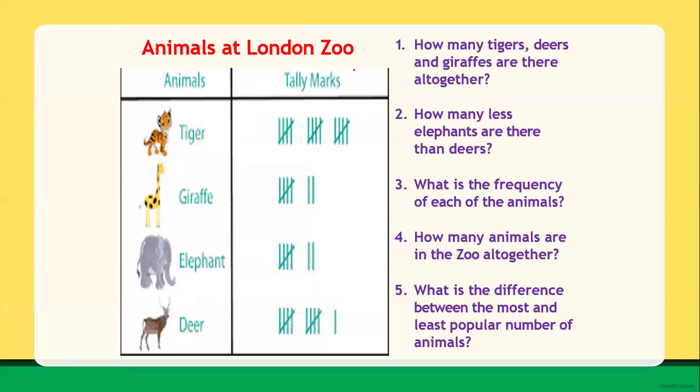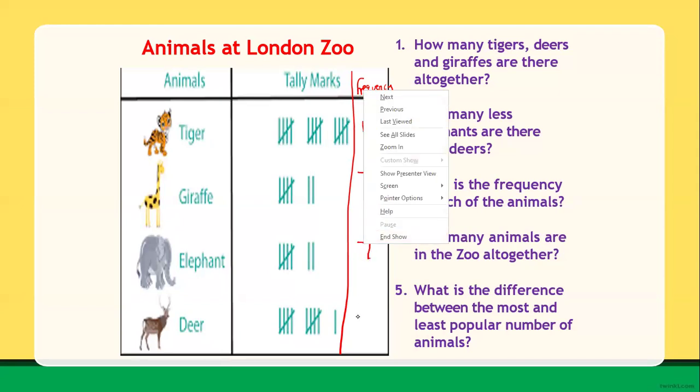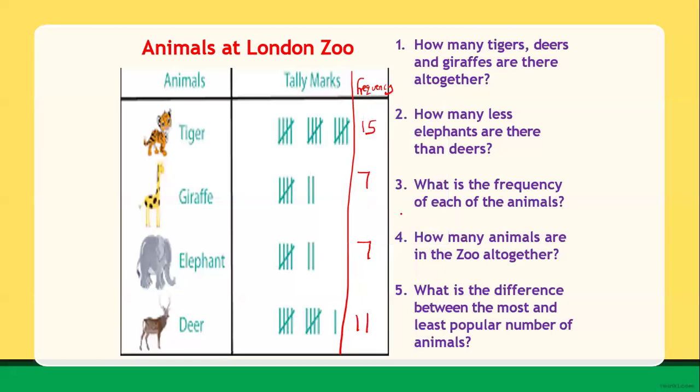Now, what are we going to do? At this level, you add the number here, and we call it the frequency. Frequency means the number of appearances. How many times do they appear? So I expect you now, along your table, to put 15. Then how many do we have for the giraffe? 7. Then the elephant, 7. And lastly, the deer, we have 11. Okay, thank you.